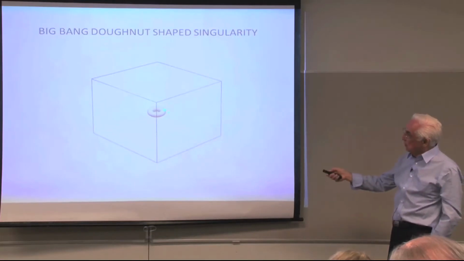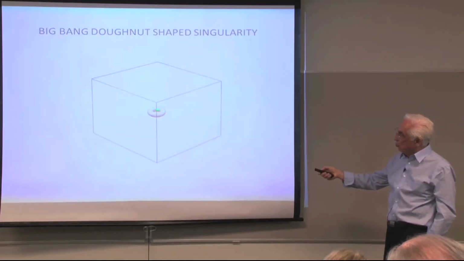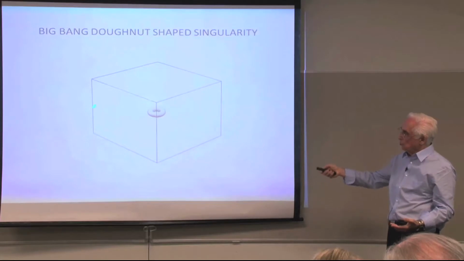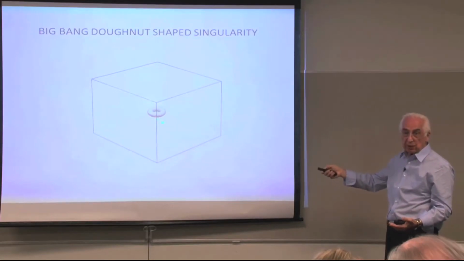And this is the donut-shaped singularity or point, and this is a Planck cube. Now, the figure is not to scale because Planck cubes are infinitely small. But what I've done is I've amplified the Planck cube so you can see it and this donut-shaped singularity at the center of the Planck cube.